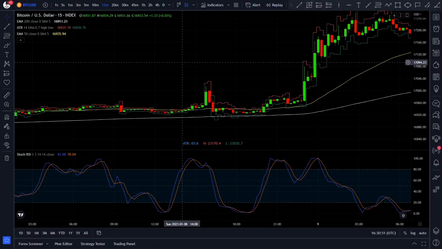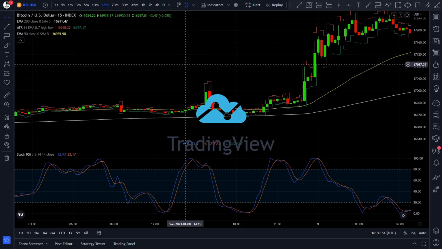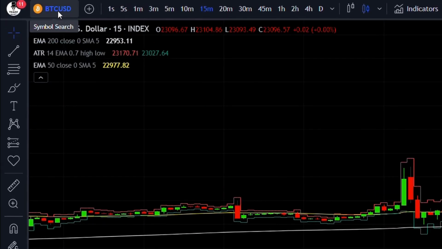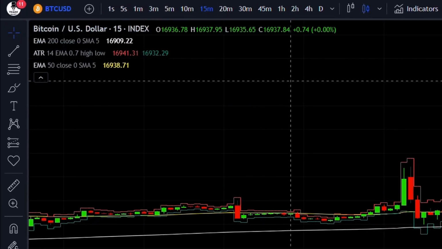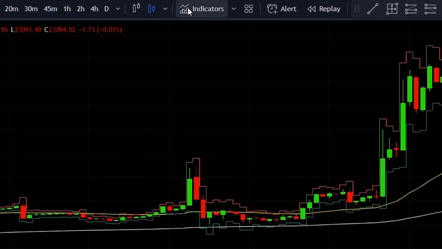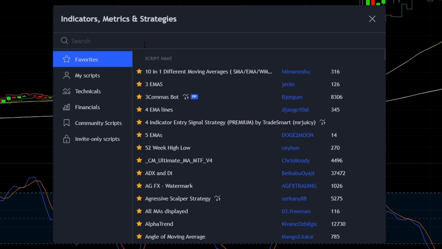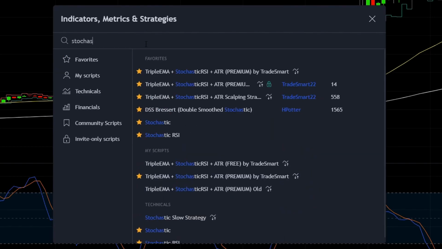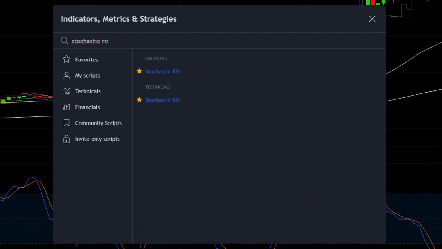Okay, for this strategy as always we are going to use TradingView, and let's set up the Bitcoin versus US dollar 15-minute chart. Once you got that, open up the Indicators tab and let's add our indicators. The first one which we are going to use is our entry signal indicator, which will be the stochastic RSI. Add this one to your chart.